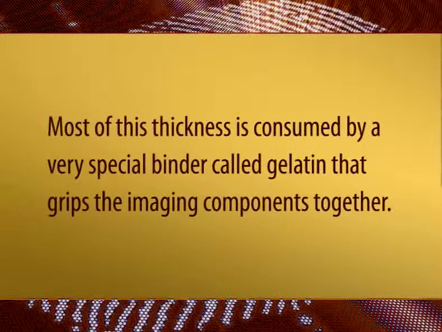There are 20 or more separate layers coated in the film that are mutually less than 1/1000th of an inch thick. Most of this thickness is consumed by a very special binder called gelatin that grips the imaging components together. Part of the layers which are coated on the transparent film don't form images. These layers are present to filter light and to control the chemical reaction which occurs in the corresponding steps. Submicron sized crystals of silver halide are there in the imaging layer that act as photon detectors. These crystals are supposed to be the heart of the photographic film as they undergo a photochemical reaction when exposed to various modes of electromagnetic radiation, that is light.